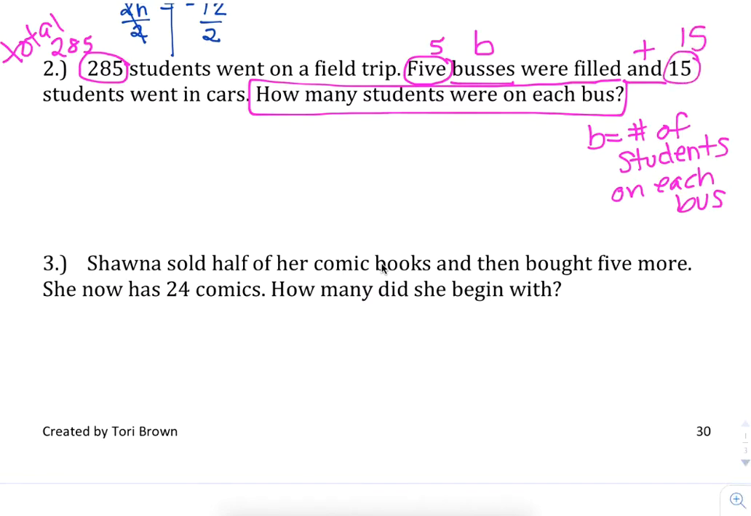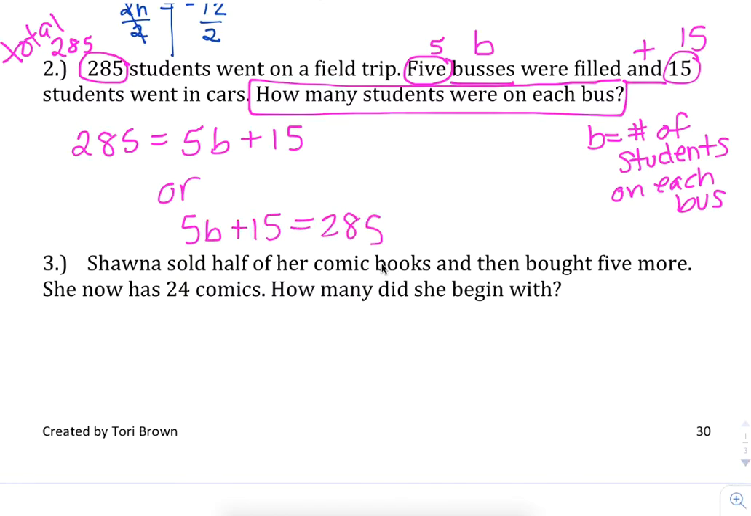That's our last number. So you can say 285 equals 5b plus 15, or you can do 5b plus 15 equals 285. Okay, both of those would be the same thing. Both of those are telling you 285 is your total. I'm going to write it for this problem in this direction. I'm going to do that because 285 came first.